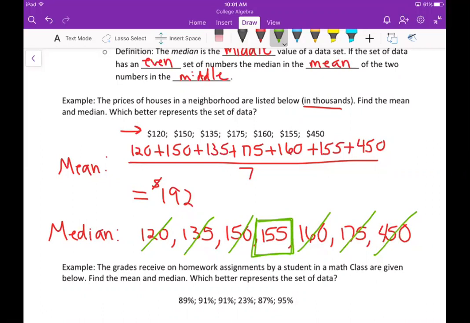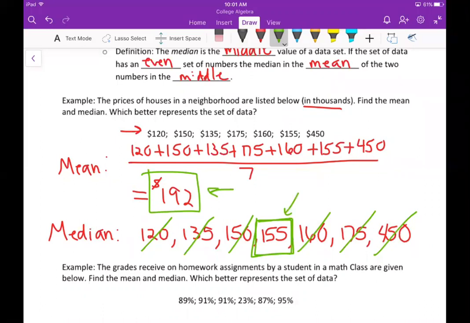Now, if you think about the price of a home, I'm going to care a lot about whether I'm spending $192,000 on a house or $155,000 on a house. Typically, when you go home searching, you're going to have a budget. You might even completely skip this neighborhood if you saw this number, whereas this number might put the houses in that neighborhood in your budget.